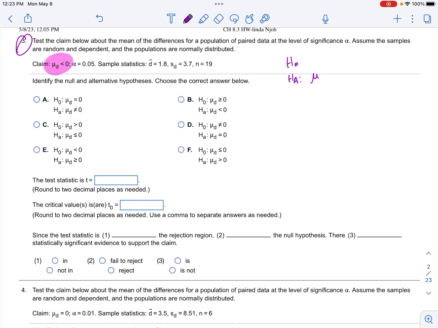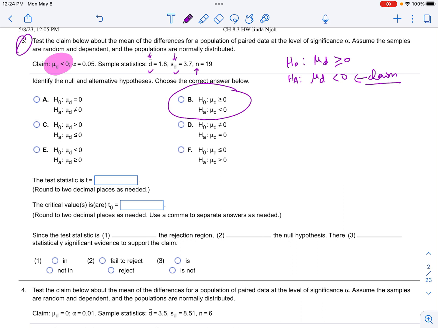HA: mu d is less than 0. So the null should be mu d greater than or equal to 0, but your claim is in the alternative. They gave you your sample statistics: your D bar, your SD, which represents your standard deviation, the mean of your paired data values, and your sample size. Pretty simple. So here we have a less than, a left tail test. So our choice should be B.